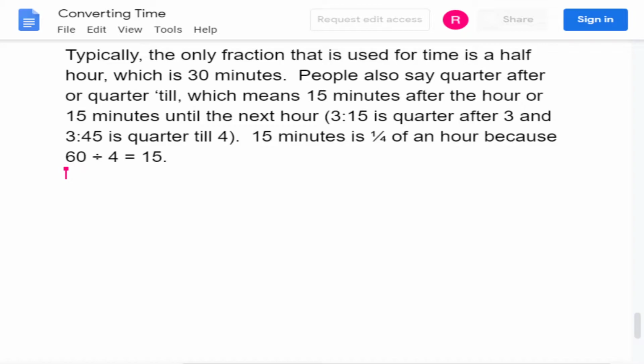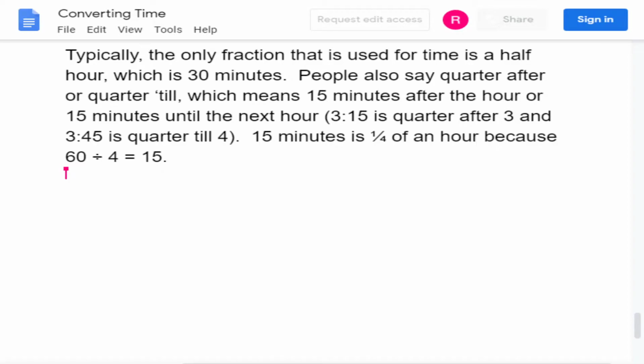Okay, so 15 minutes is a quarter of an hour because 60 divided by 4 equals 15, and 30 minutes is half an hour because 30 minutes is half of 60, right? So 60 divided by 2 is 30 minutes. So usually they're not going to be asking for, like, 6 minutes, which would technically be 1/10 of an hour. But I've never heard anyone refer to 6 minutes as a tenth of an hour. It would just be weird.